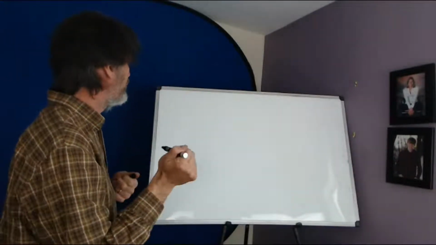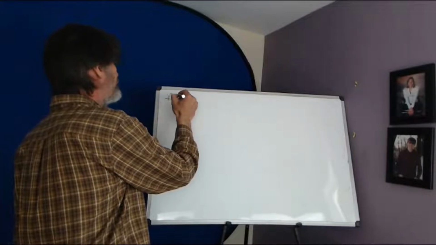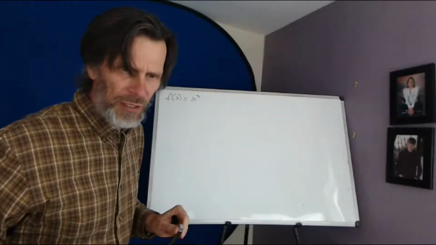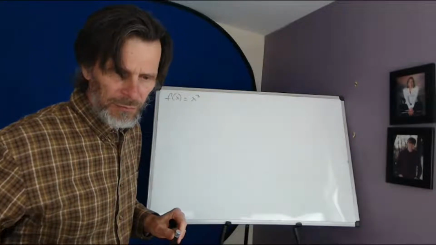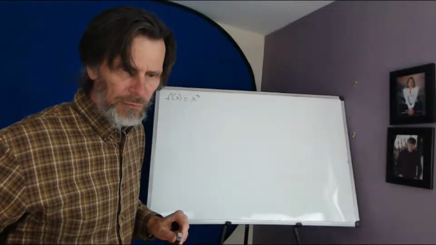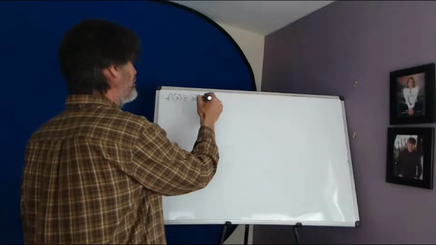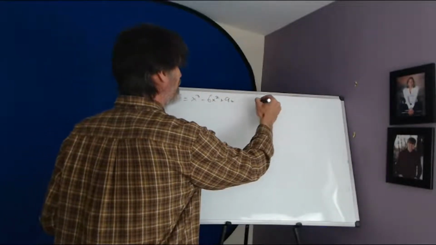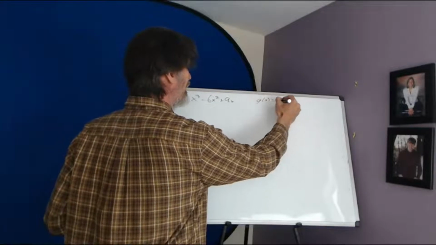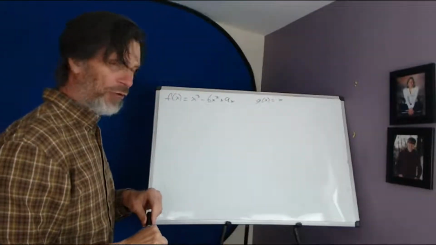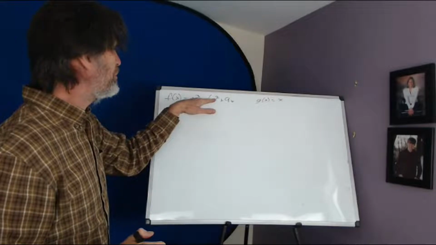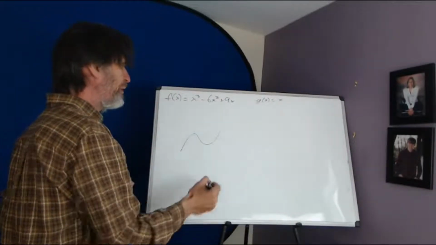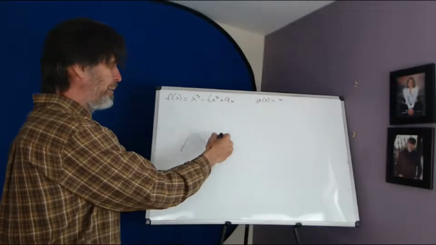Let's see if I can remember what they were. One of them, the f function, was x cubed minus 6x squared plus 9x, and the g of x function was simply x. Now I have a little bit going for me on this function because I understand what the graphs of these look like. An x cubed graph usually looks something like that, with or without the up and down part.